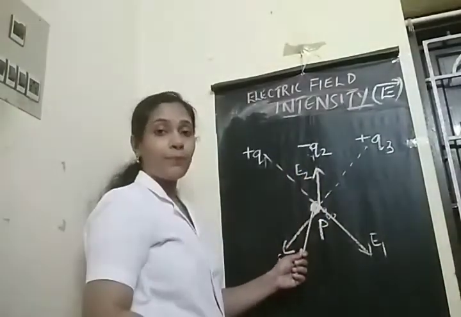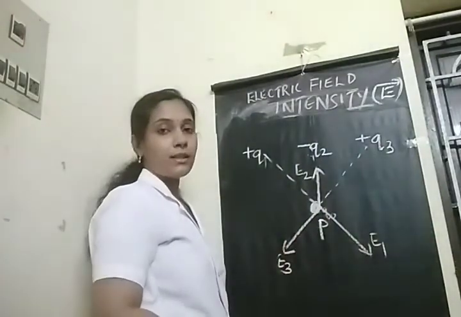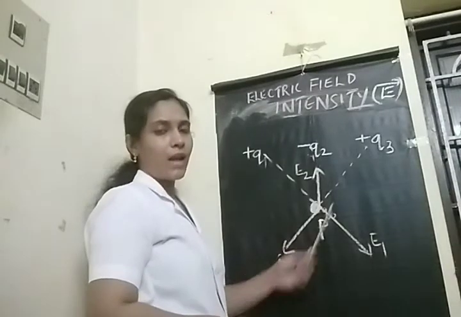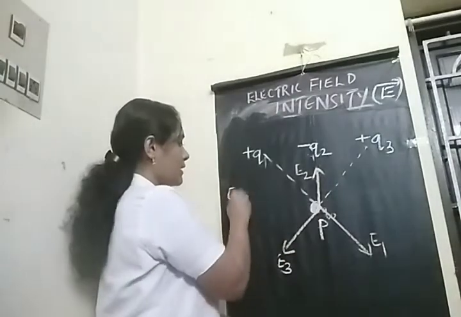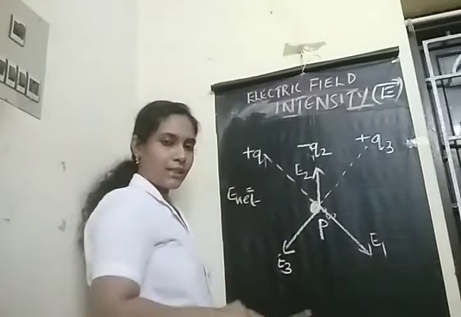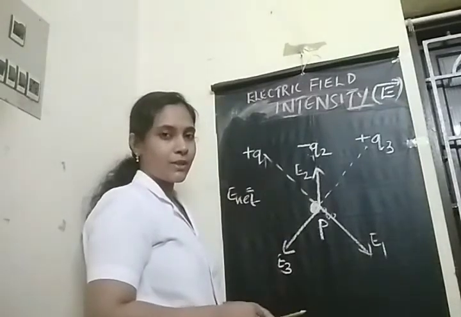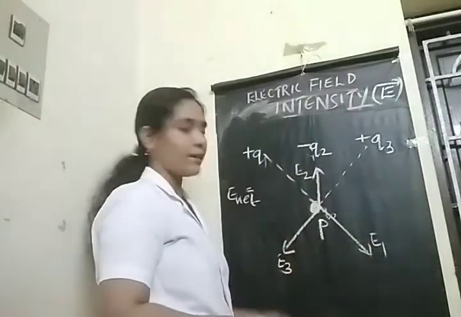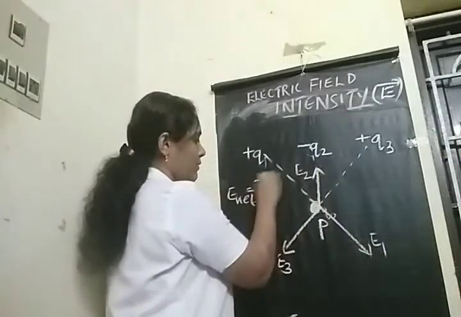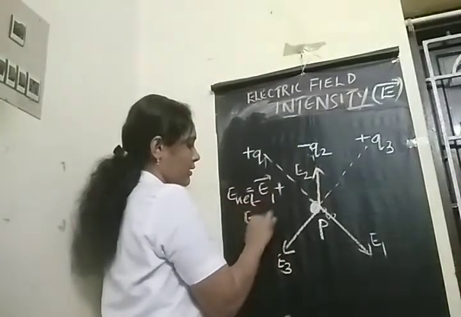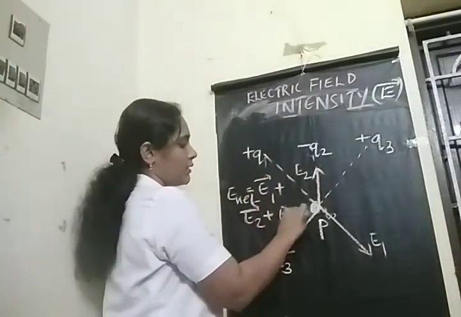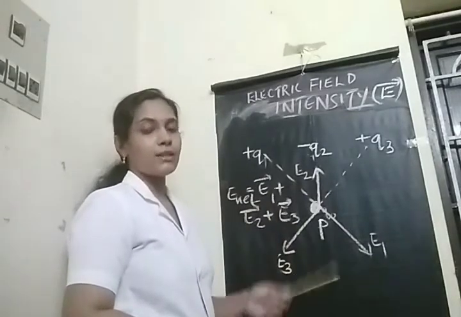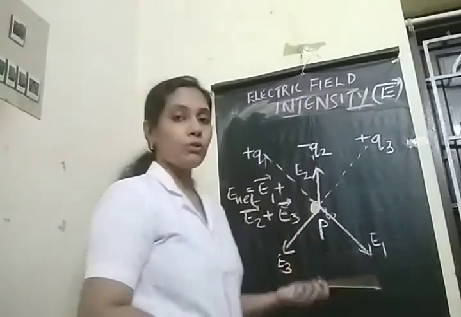So at the point P, three electric field intensities are there: E1, E2, E3. So what will be the net electric field intensity at the point P? The net electric field intensity E net is equal to, what is the superposition principle? Yes, it will be the vector sum of all the electric field intensities acting at that point. So it will be E1 plus E2 plus E3. Like this we can determine the electric field intensity at any point if more than two charges are present.